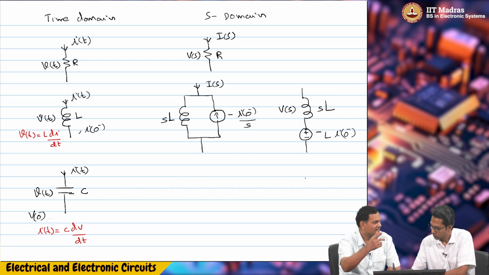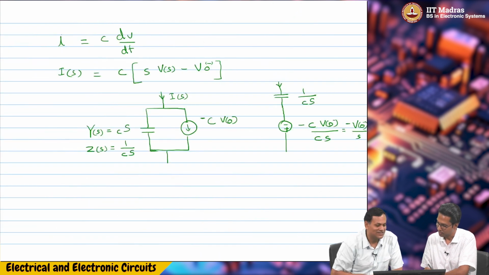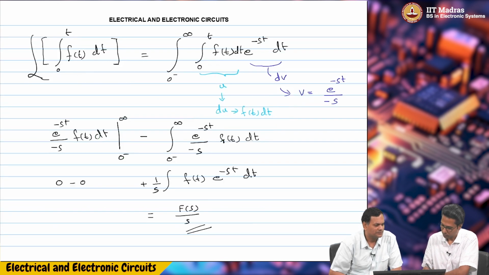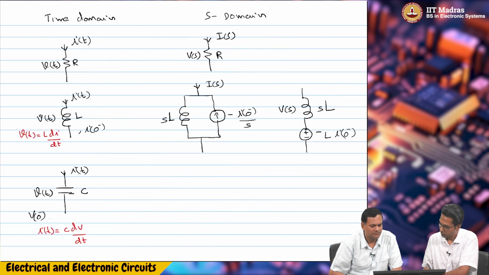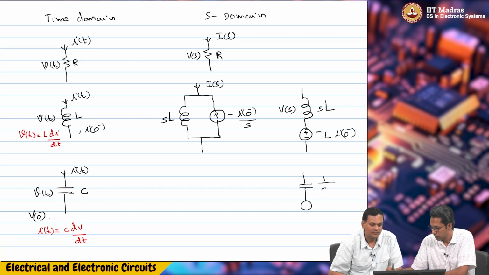I think we also taught in class the series equivalent, right? I think we have done both for the capacitor. Let me see. You're right, we've already done both. So we'll write it. This was 1 by CS, and this was minus plus, and minus V of 0 minus by S.